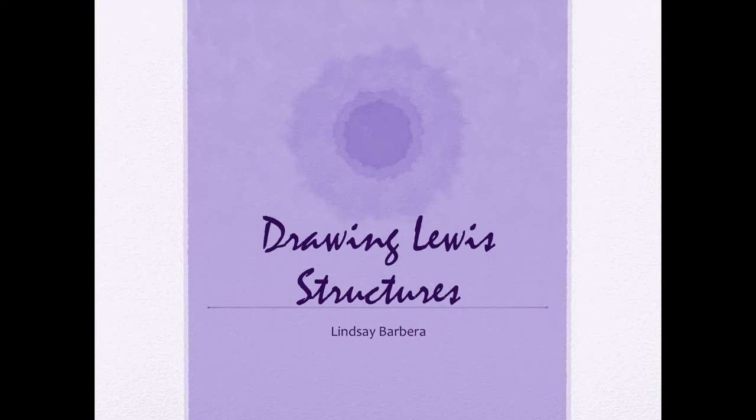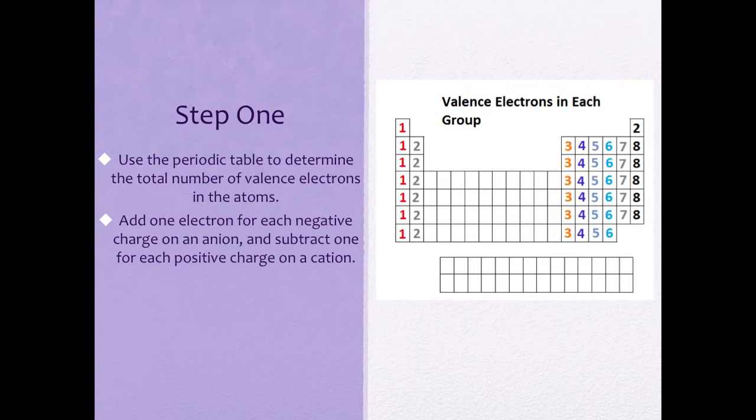Okay, so this is how to draw Lewis structures. The first step is to use the periodic table to figure out the number of electrons for each atom. You can see in this chart over to the right that each group has a certain number of valence electrons, and it's not important to know the number for each atom, but rather the total.